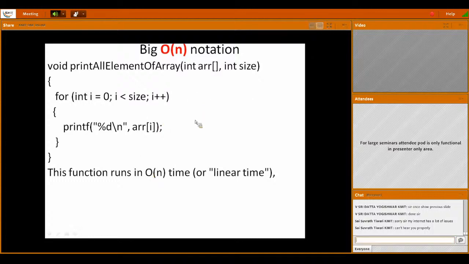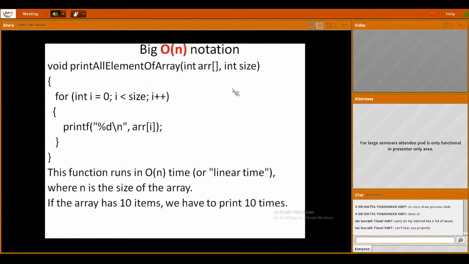Therefore, there is a linear relationship between N, that is the size of the array I'm passing, and the number of times the loop is iterating. So this is one example of your ON, where n is the size of an array. If the array has 10 items, we have to print 10 times. If the array has 1000 items, we have to print 1000 times. So it is depending on the value of n in a linear fashion.